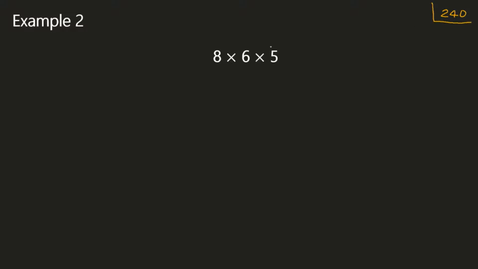Now let's use the commutative property and switch the order of 6 and 5. This will give us 8 times 5 times 6, okay? Which is 8 times 5 is 40, multiplied by 6, and that gives us 240. Okay? So the answer is the same as what we had before.